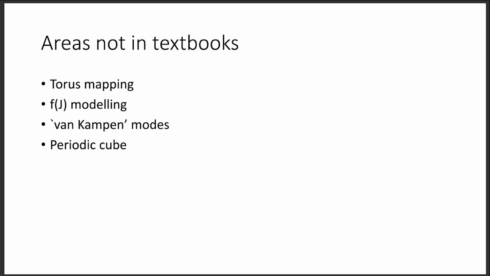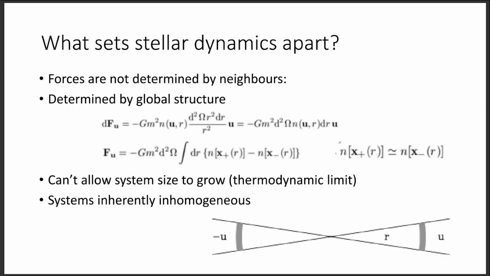The things people talk about as modes of stellar systems are things related to Landau's analysis, which are not modes at all. I will be illustrating this when possible with the periodic cube, which is a theoretical model. It's a toy model, but it's a very tractable toy model, and I think an excellent place in which to experiment, which has been curiously neglected until recently. Okay, so what sets stellar dynamics apart from ordinary condensed matter physics, from ordinary statistical physics?